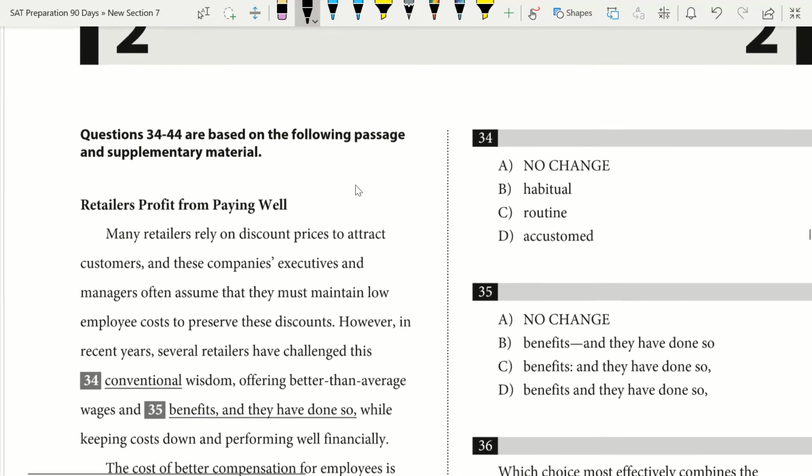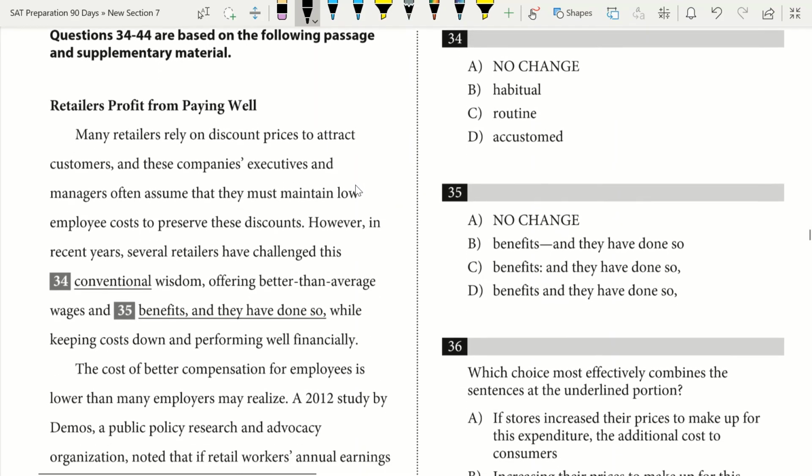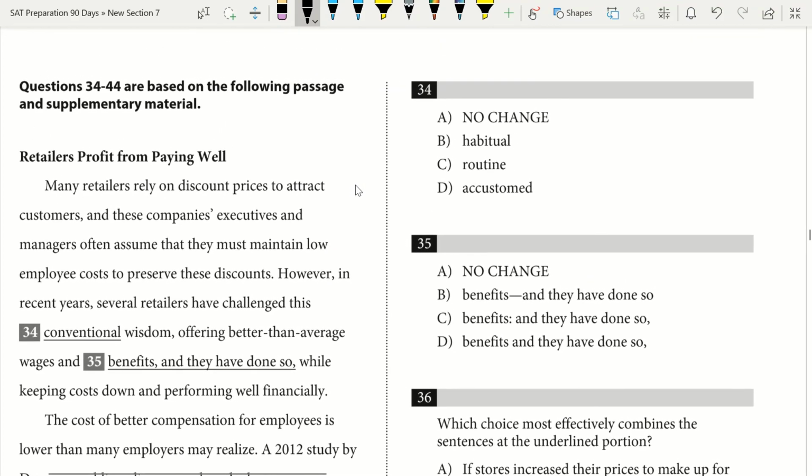All right, now we've got our next passage. Okay, so with this passage, I'm going to try to really go more in depth on what my insights and strategies are, and talk a little bit less about specifics to this question. All right, so we have "Retailers Profit from Paying Well."